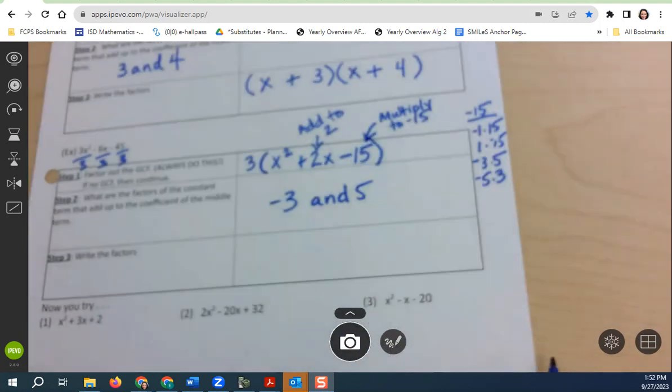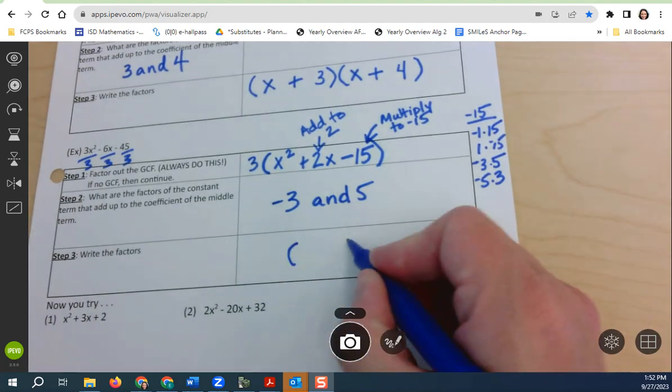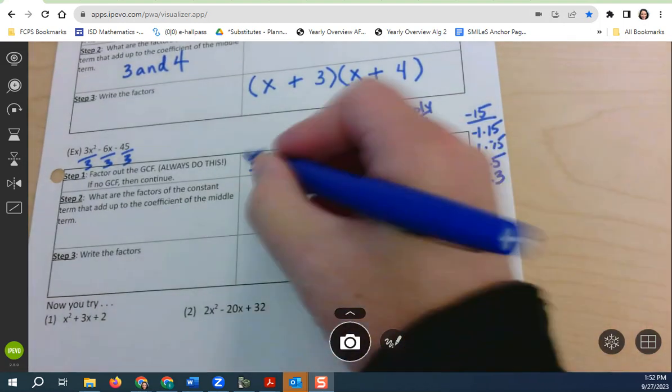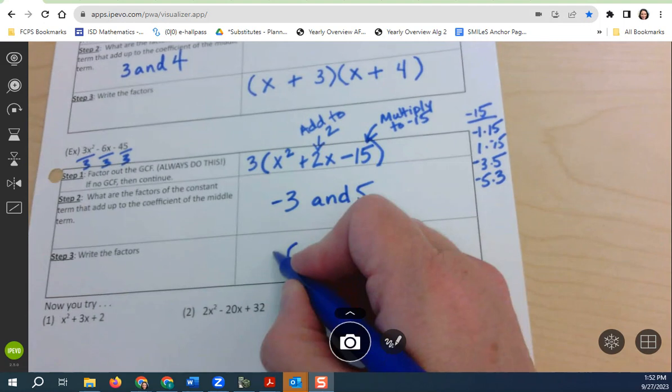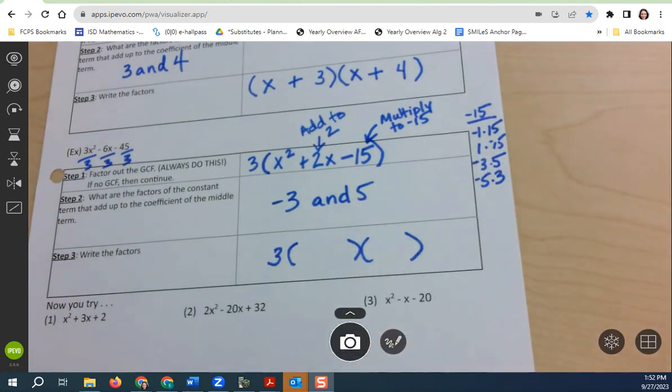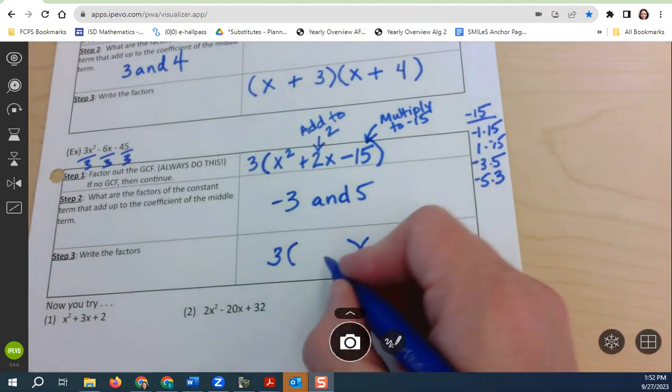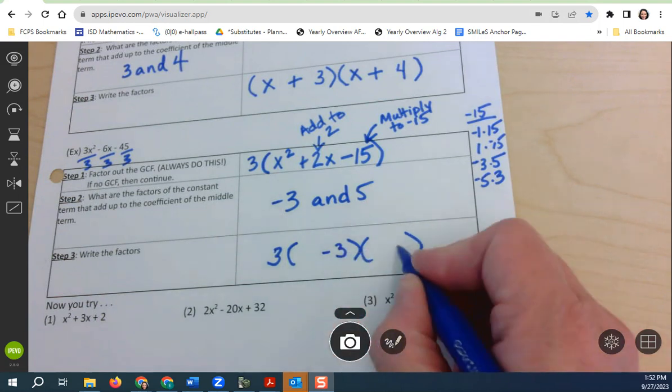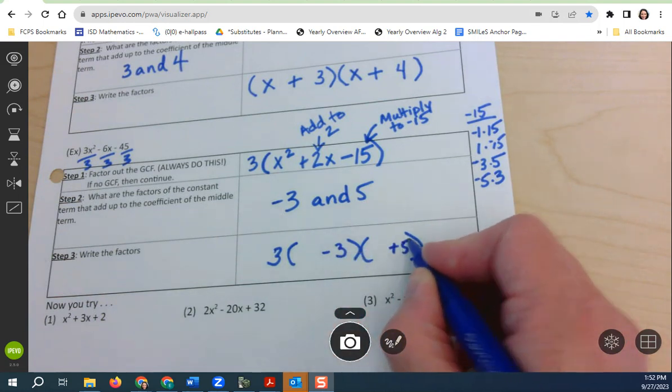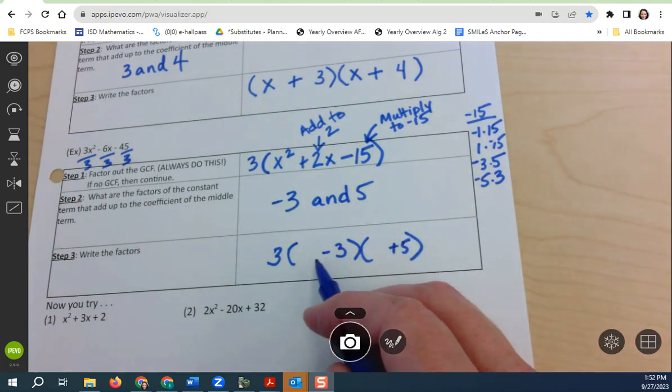All right, so to write the factors, I'm going to have these two pairs, but I also have that 3 there that I took out originally. That just goes down there. The minus 3 and the plus 5 will go here. And then what goes in front? X, right.